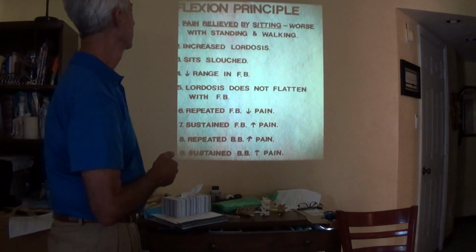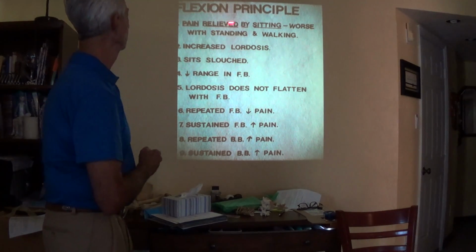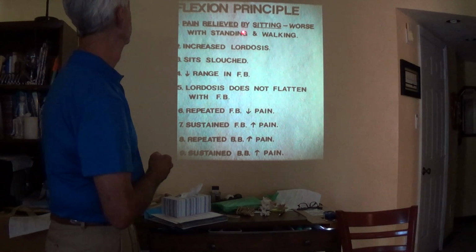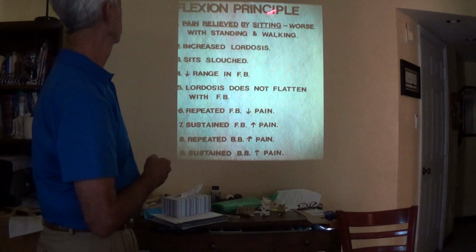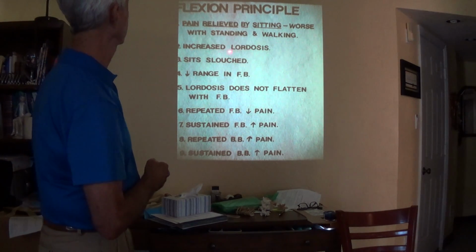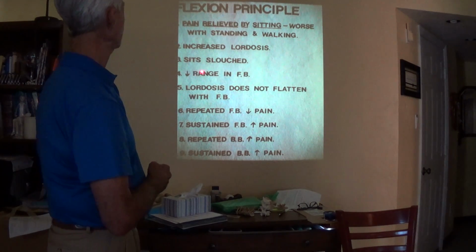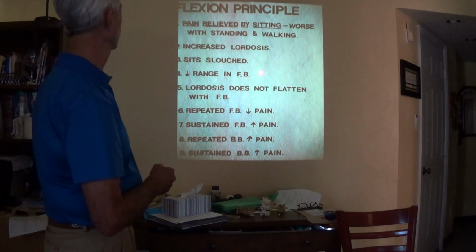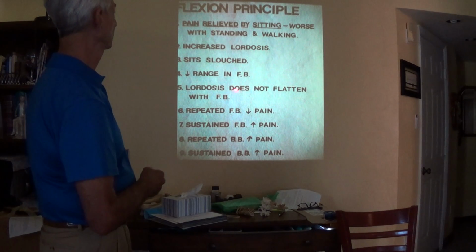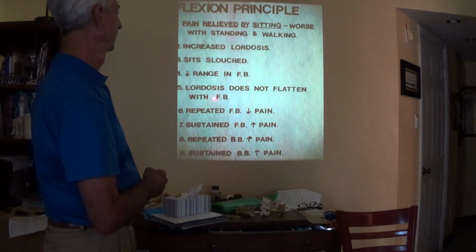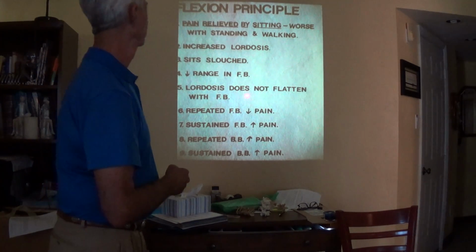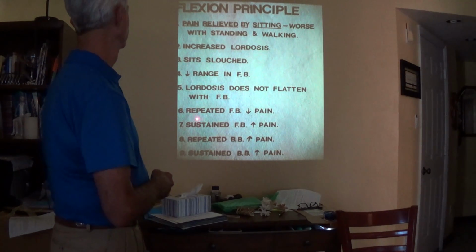Now, flexion principle patients, they're relieved by sitting, and they're worse with standing than walking. Many times they'll have an increased lordosis. They sit slouched to get comfortable. They usually have a decreased range of forward bending, and lordosis many times doesn't even flatten with forward bending. They'll go down without reversing their lordosis.